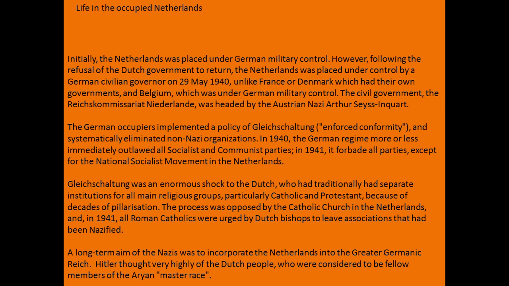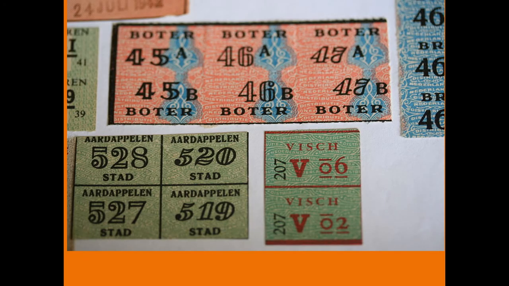A long-term aim of the Nazis was to incorporate the Netherlands into the greater Germanic Reich. Hitler, though, thought very highly of the Dutch people, who were considered to be fellow members of the Aryan master race. So here we have food stamps. That's a picture of some food stamps under German occupation.